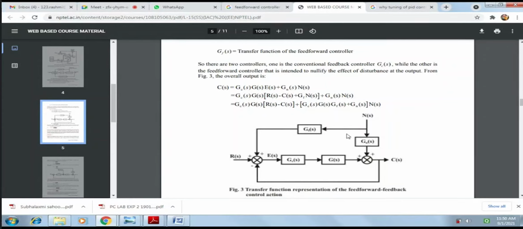Ma'am, since this is new to us, can we take the same transfer function that you used, so that we can compare our output and be sure? Else, ma'am, we will be very confused. Okay, okay, you can take.